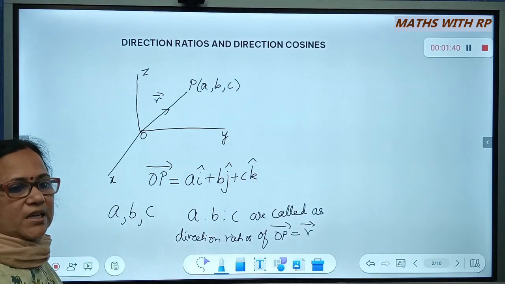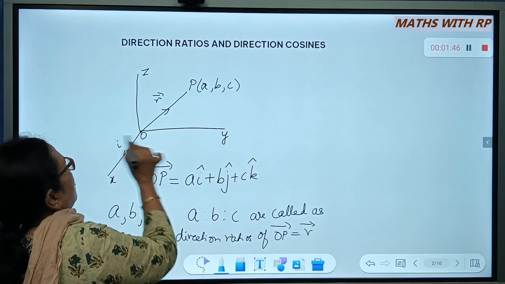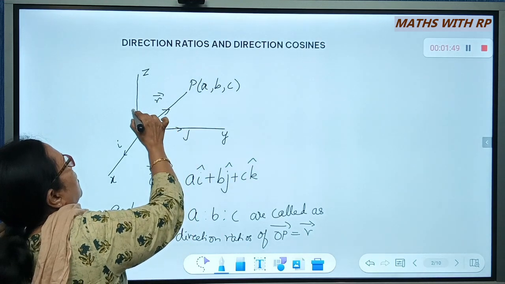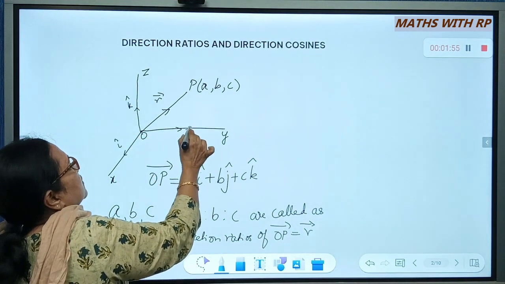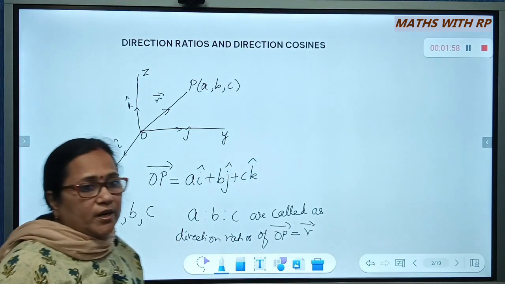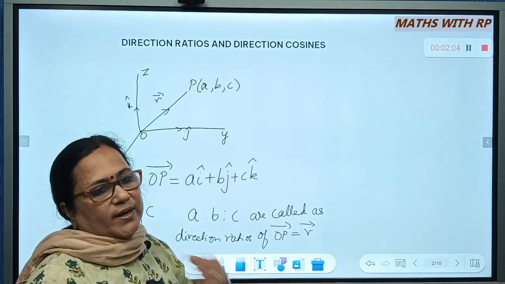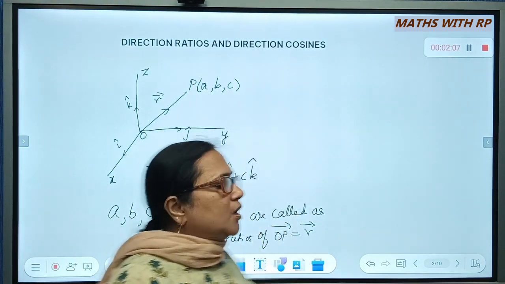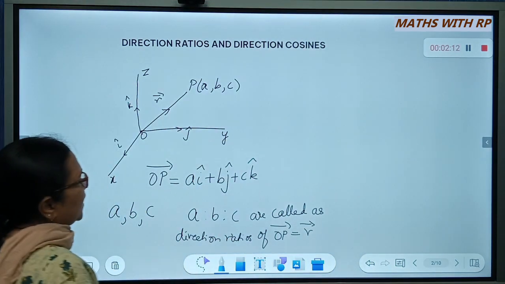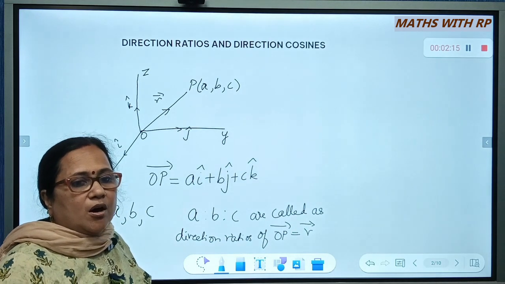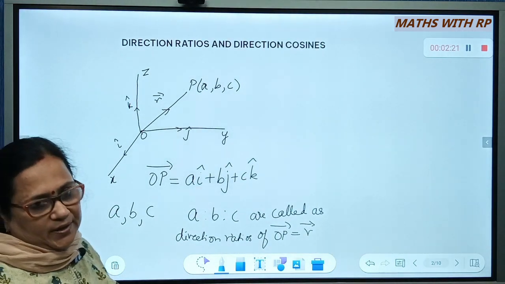So we are looking at three mutually perpendicular axes, OX, OY and OZ. Let I be a unit vector along OX, let J be a unit vector along OY and K be a unit vector along OZ. Any point with respect to these three axes can be written as A, B and C. So let us consider one such point P. Now what will be OP vector? OP vector will be AI plus BJ plus CK. The ratio A is to B is to C, or the ratio A comma B comma C, is called the direction ratios of OP vector.